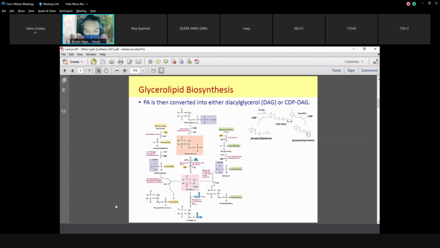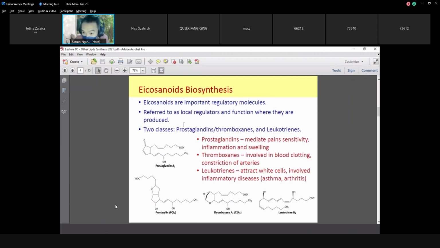For glycerolipid. Then apart from glycerolipid, another component will be your eicosanoids. Eicosanoids are important regulatory molecules, consisting also of long fatty acids. So now from the previous lecture, we have synthesized fatty acids, right?